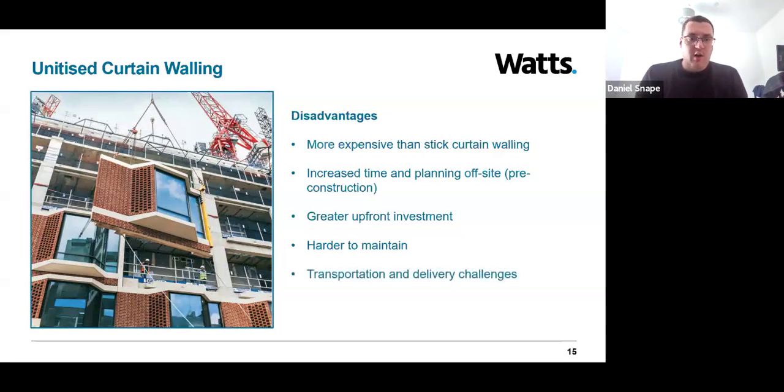Transport and delivery challenges are also another disadvantage. Panels can be large and transporting them can therefore be quite a challenge, especially where site access is limited or there is a lack of external space.